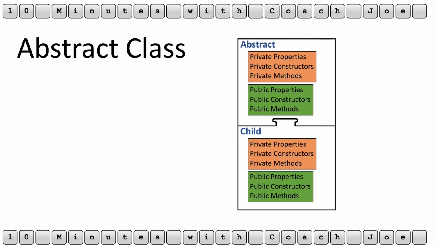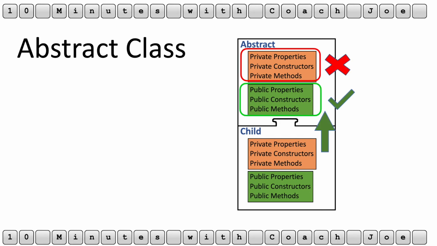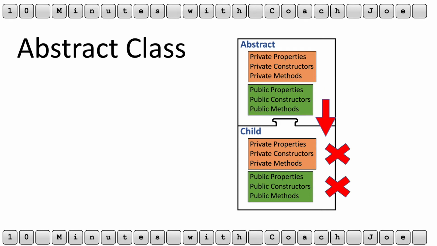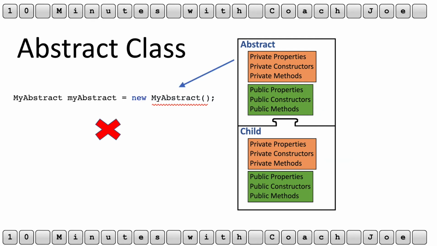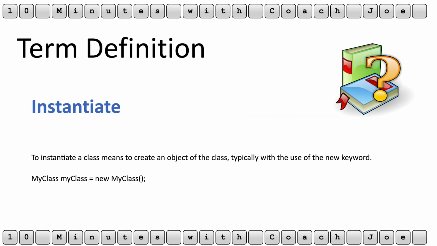The child class could have public and private constructors, properties, and methods. The child class can access all the public constructors, properties, and methods of the parent class. The abstract class cannot access any constructor, property, or method of the child class. There are a couple of noteworthy differences. The abstract class cannot be instantiated by itself. Instantiate is when you create an object of a class. Using the new keyword will create an object of a class.